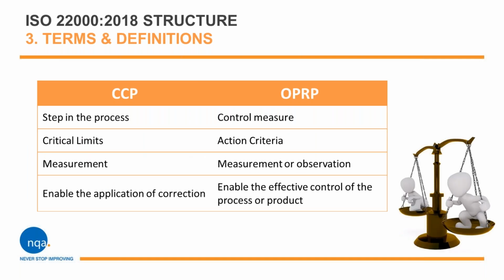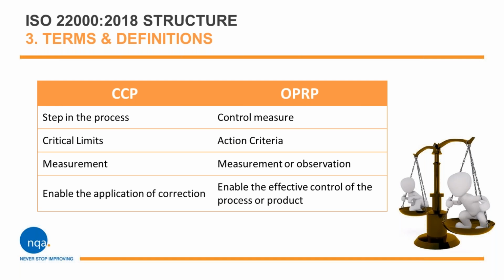So, just to compare the definitions of CCP and OPRP. A CCP is a step in the process. An OPRP is a control measure or a combination of control measures. It can be in the process or not. The CCP must be in the process.